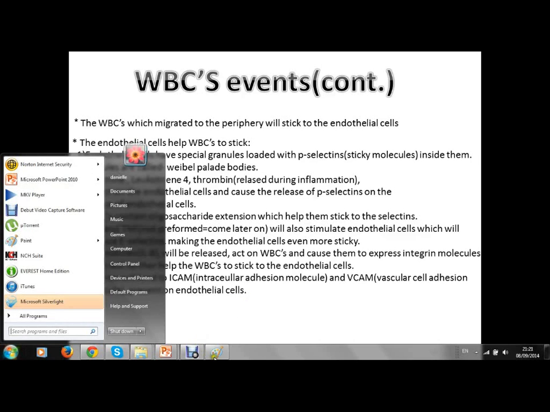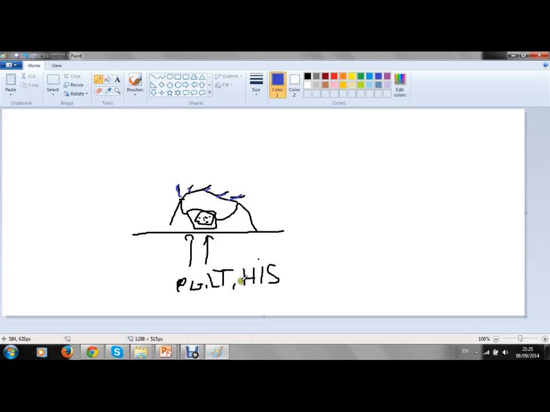Sorry, I want to correct myself. Leukotriene, histamine, and thrombin. Okay, thrombin. They are the mediators that act on it. So switch up prostaglandin with thrombin. Okay.